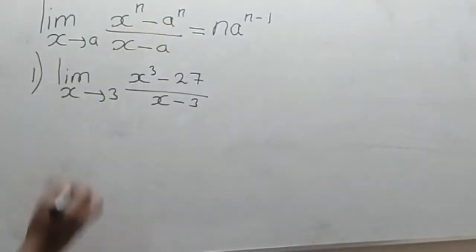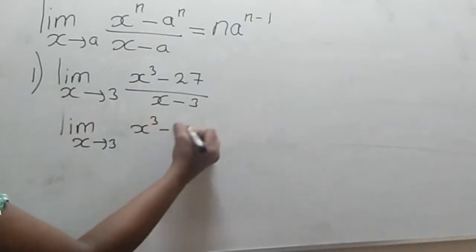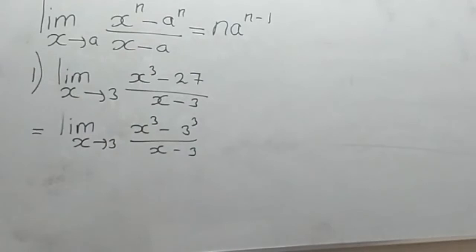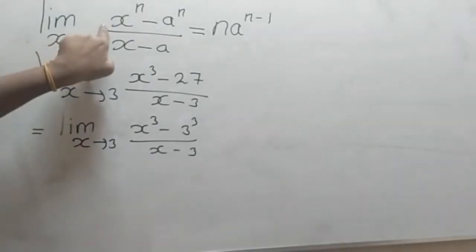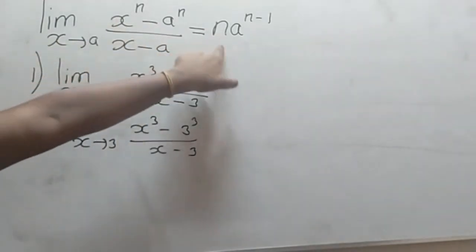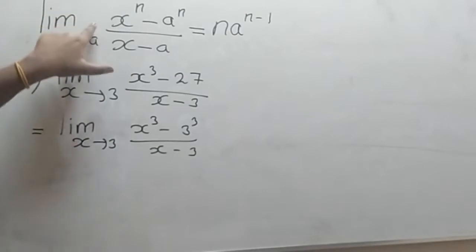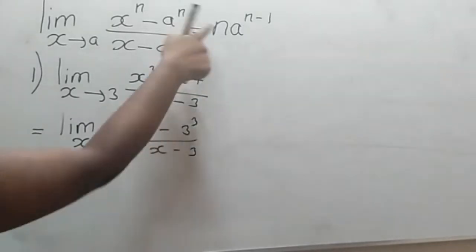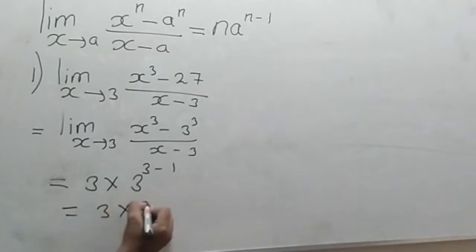Then we can write this as limit of x tends to 3, (x cube minus 3 cube) over (x minus 3). Now we got this into this format. So what the theorem says, if it is in this format, limit of x tends to a, x to the power n minus a to the power n over x minus a, we can write it like this. So first of all, I will transform this into this format. Then we can write n into a to the power n minus 1. Similar to n, we have 3 here, into 3 to the power 3 minus 1. That is 3 into 3 square, that is 9 into 3, that is 27.